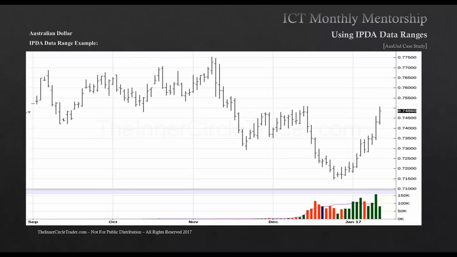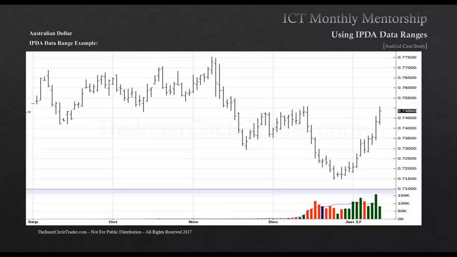When I taught the IPDA data ranges, obviously I asked everyone to hold off sending me emails, but some of you were just overzealous and want to know it right now. These are things that we're going to be building on your understanding as we go through the mentorship, especially through January. But I want you to focus, when you look at your daily chart, just simply go through and look at the last 3 months, okay?